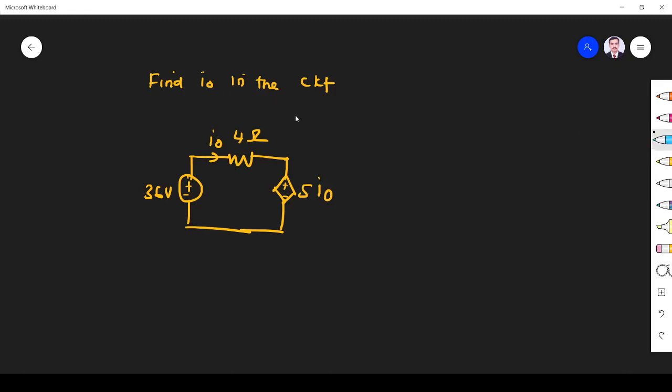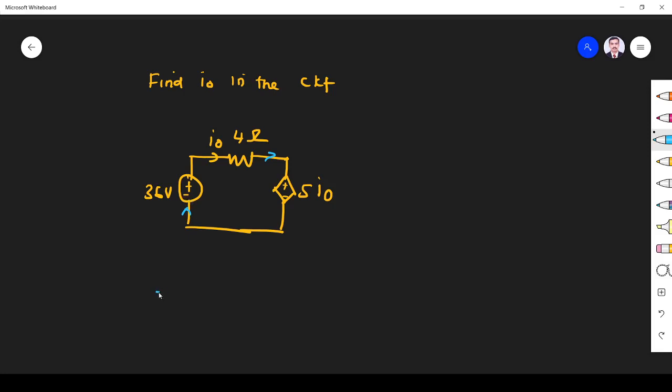Find I naught in the circuit. We start with a simple problem and we go to the tougher problem later. So find I naught. This is I naught, we have to find this. So as usual we apply KVL. So the current is going like this and this, right? Write the KVL equation. Here current enters through the negative terminal.